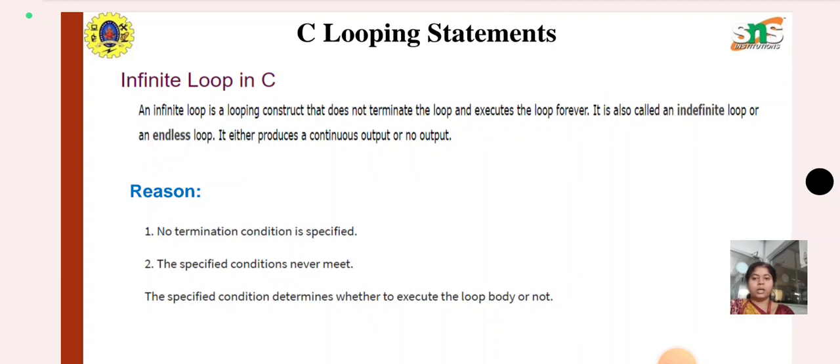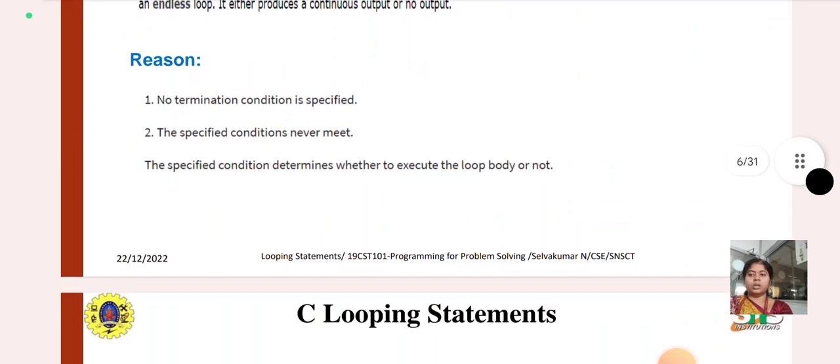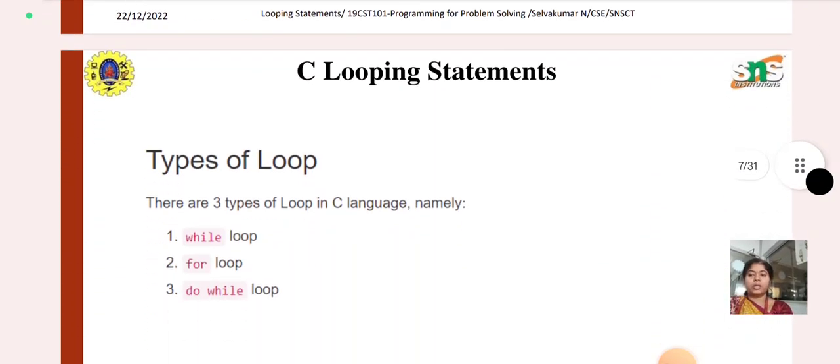So in this video we saw what looping is, the two types of looping, entry controlled loop and exit controlled loop, and another one, the infinite loop. In the next video we will see the types of looping: for loop, while loop, and do while loop.